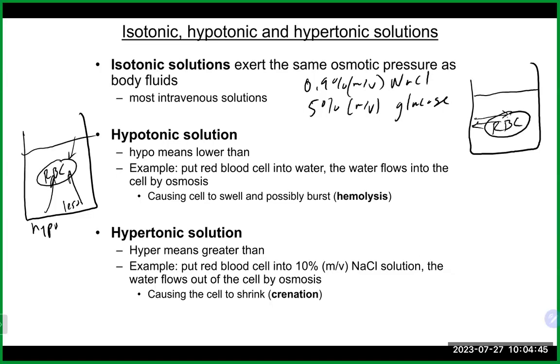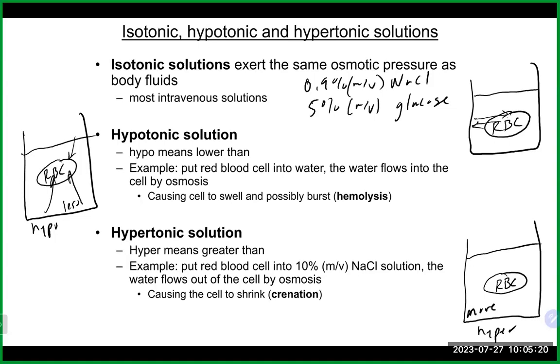And again, not a very good situation, because that is obviously a less concentrated solution on the outside of the cell versus inside the cell. Now, hypertonic solution is the opposite. Hyper is greater than. So that is a solution that's basically greater than 0.9% sodium chloride or 5% glucose. And once again, if you throw your red blood cell into that type of solution, which is hypertonic, that means outside of the cell is actually more concentrated than inside the cell.